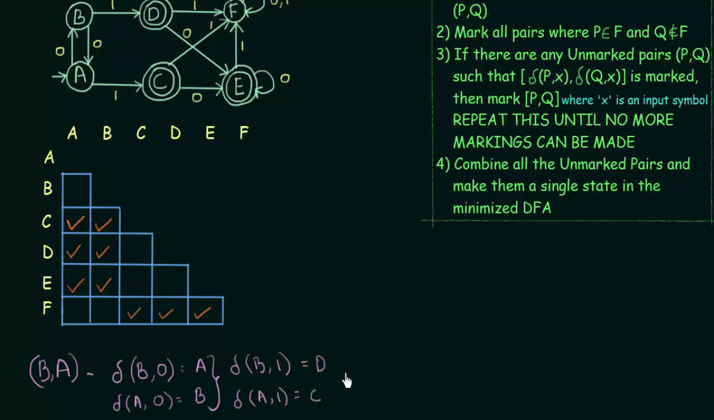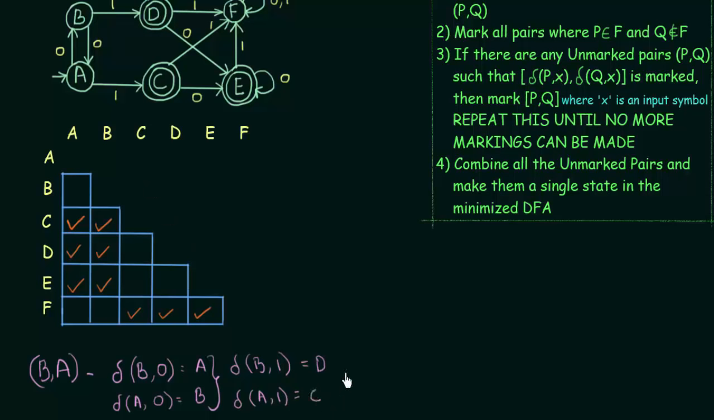And what is the next one? This one. What is this? This is CD. CD or DC, you can write anything. So let me write DC. And this is the next one. What is this? This is EC. And the next one is this one, which is ED. So these are the unmarked pairs.